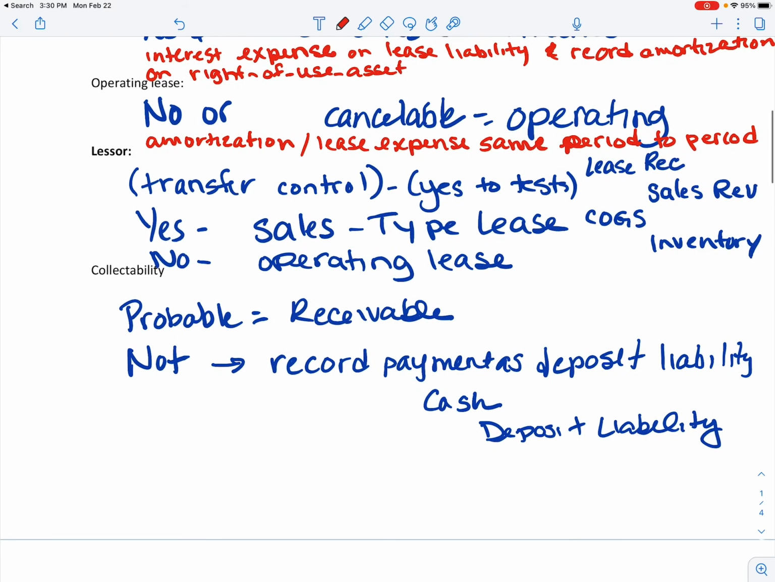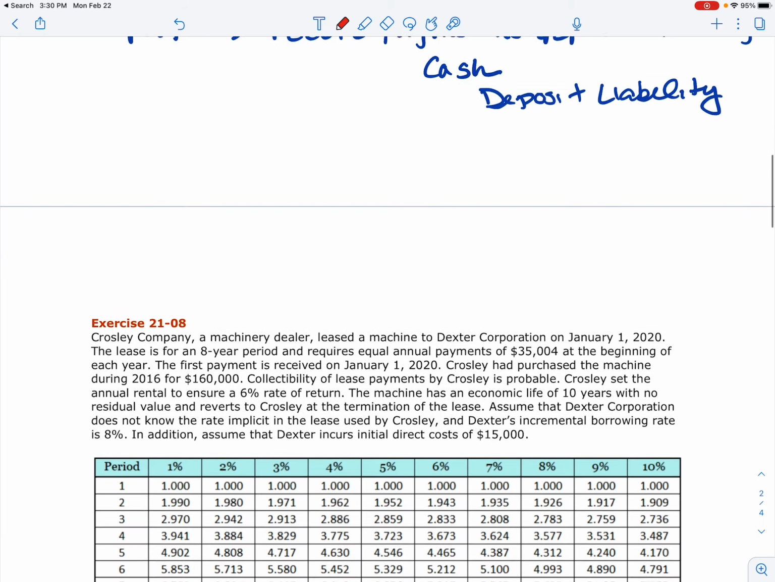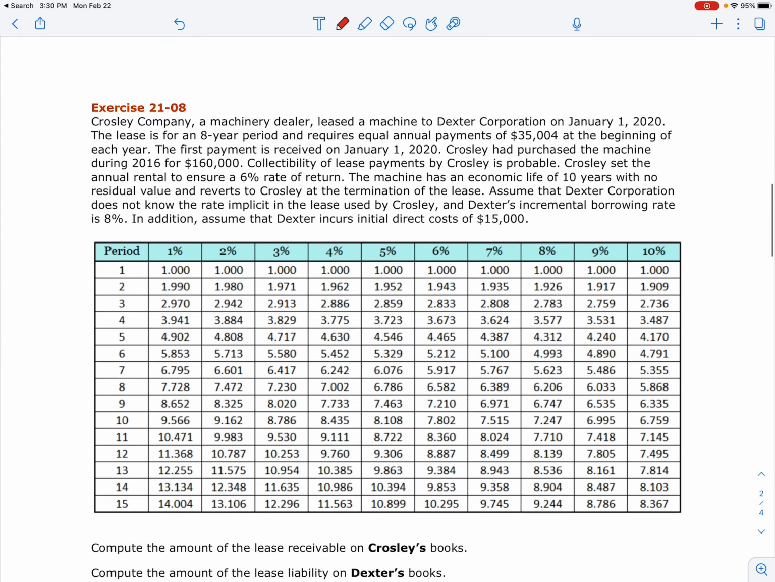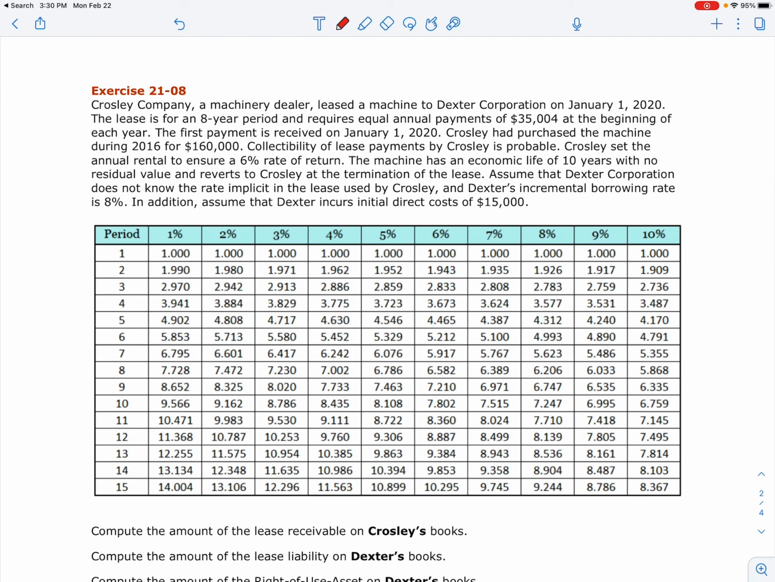So let's go through one of those homework problems, hopefully help you understand how this works and how to record these different things. So this one is 21-8. I'm going to go through this homework problem with you and hopefully get you started in the right direction. So again, they're giving you a lot of information. So first thing that I want to do is pull out who's the lessor, who's the lessee.